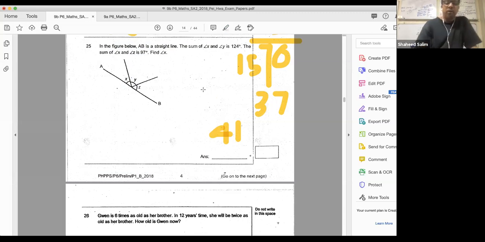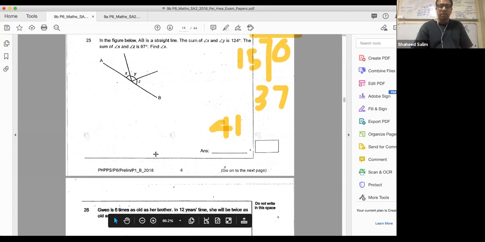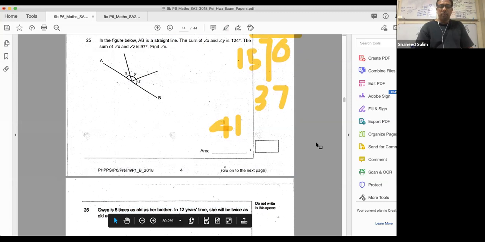You're waiting for Ms. Zahira, but while you're waiting for your friend, can you do question 26 down here? Can you see 26? This block will disappear. Okay, good.